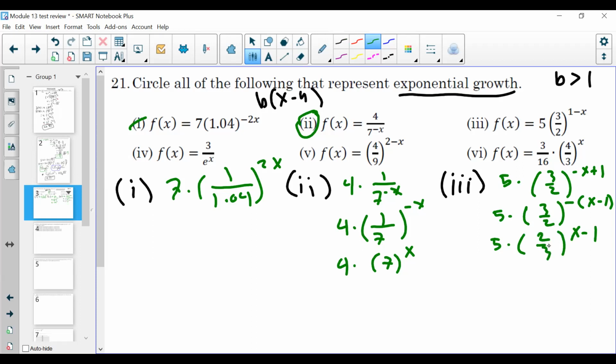2/3 is less than 1. So that's why this is not an exponential growth. It's an exponential decay. Tanish, go ahead.